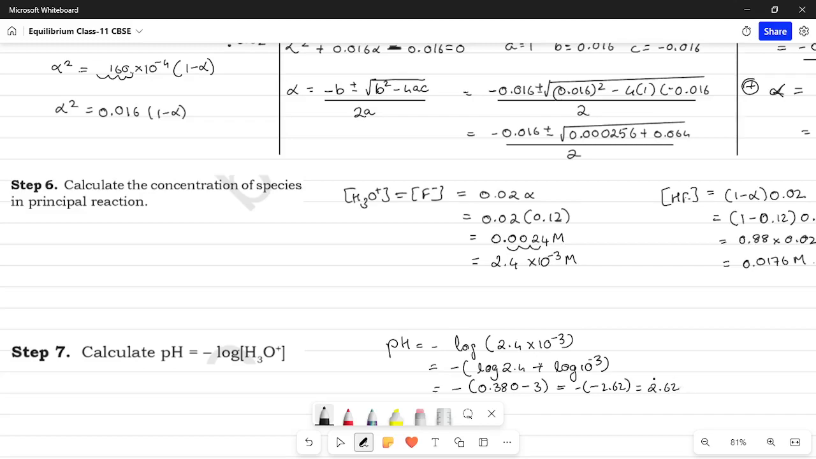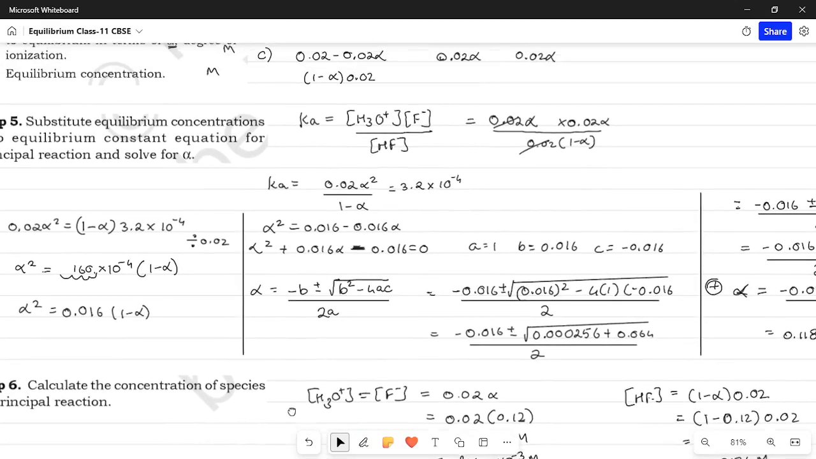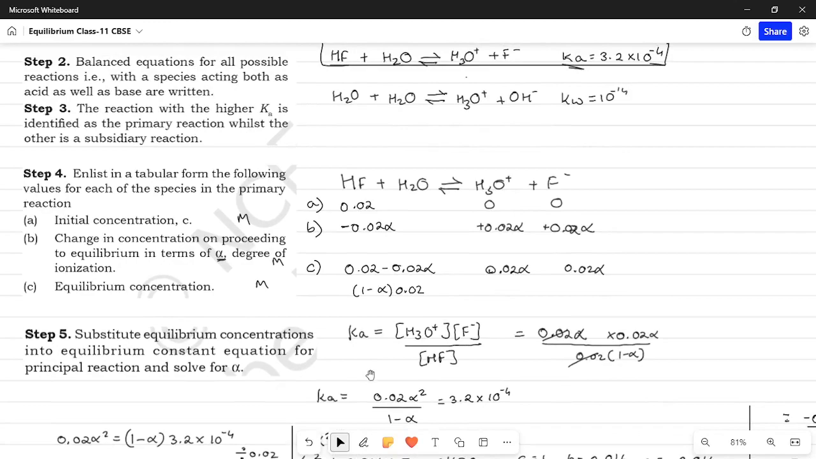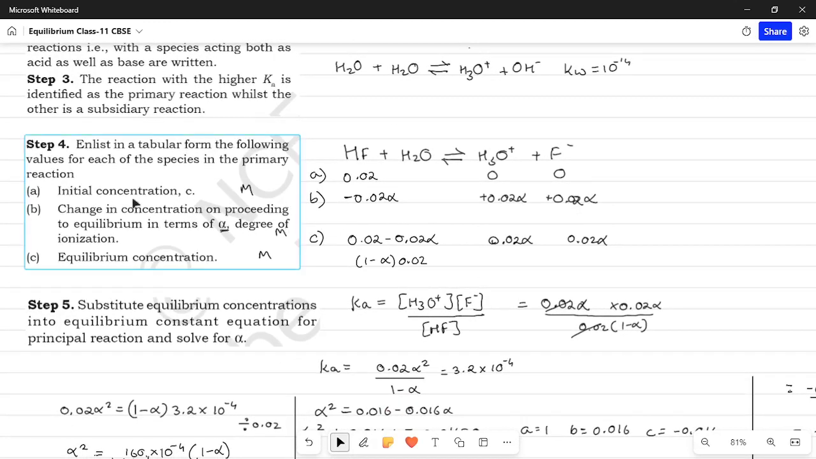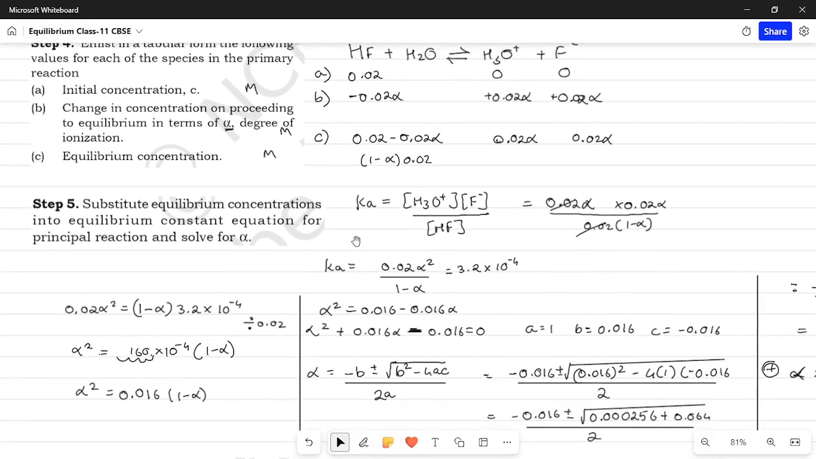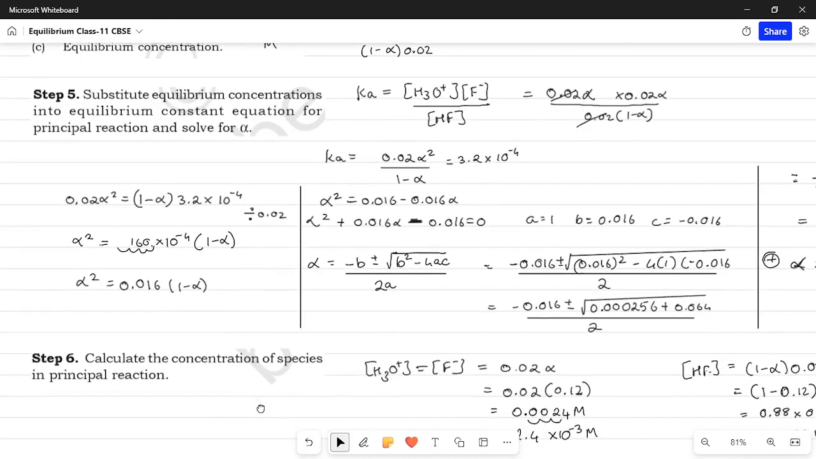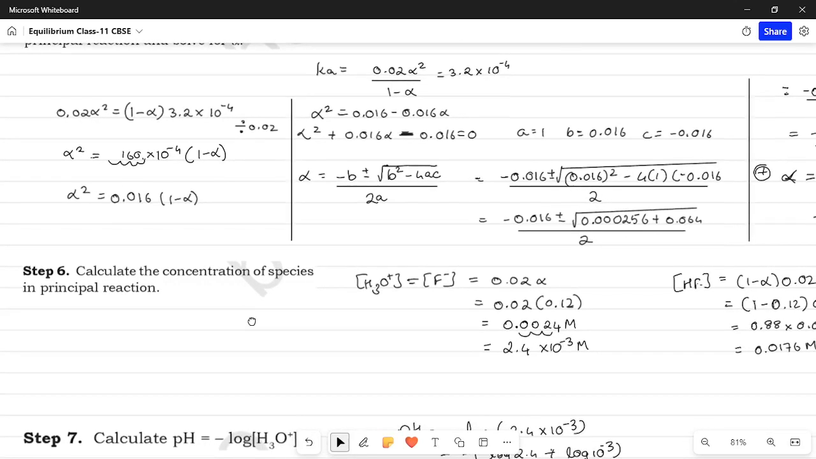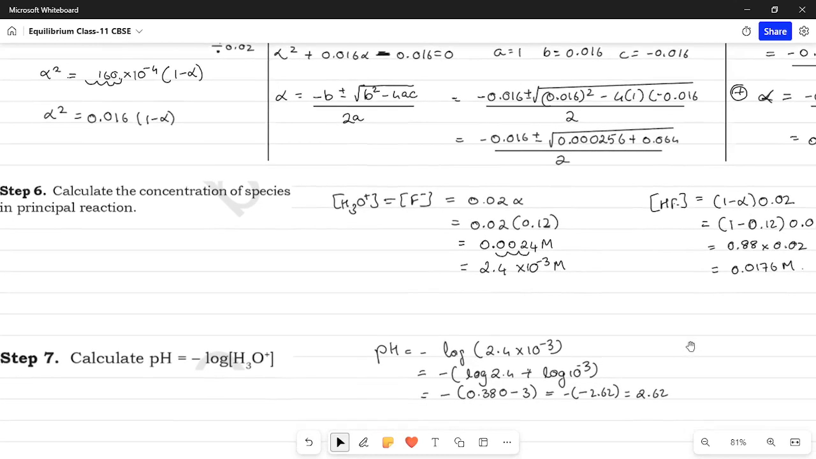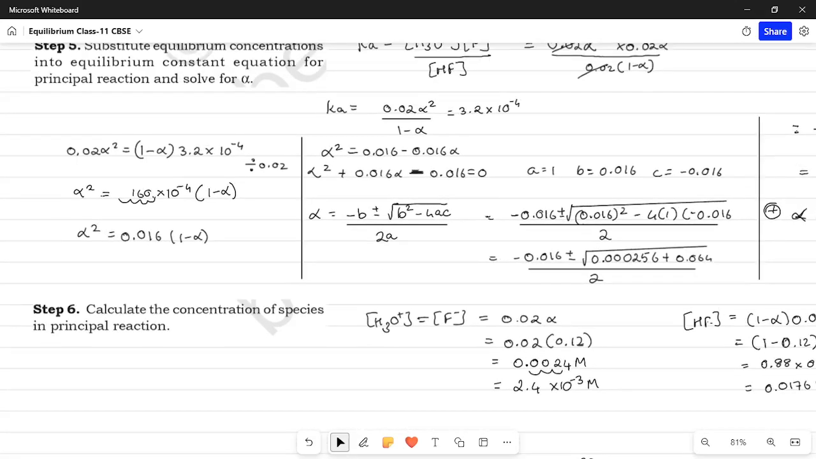So essentially what we've done is we've used the various steps given to you in the step-by-step calculation. First we figured out which was the primary reaction, and then we moved on to have a tabular form with the initial concentration, the change in concentration, and the equilibrium concentration. We then substituted in the value, the equation to Ka, and were able to calculate the value of alpha, and we calculated the concentration of species of the principal reaction from the value of alpha, and then we calculated the pH.